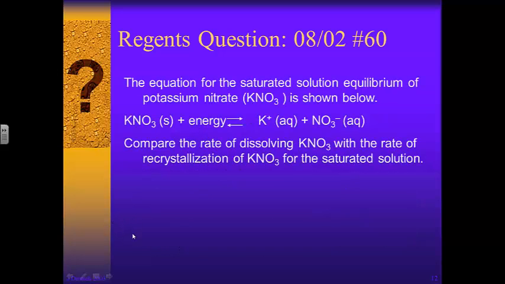The equation for the saturated solution equilibrium of potassium nitrate, KNO3, is shown below. You have a solid, it's an endothermic reaction, and it produces K+ aqueous and NO3- aqueous. What do we know about the dissolving of KNO3 with the rate of recrystallization of KNO3 for a saturated solution? Well, we're at equilibrium and it's saturated. So we know that in solution equilibrium, a saturated solution is when the dissolving rate equals the recrystallization rate.